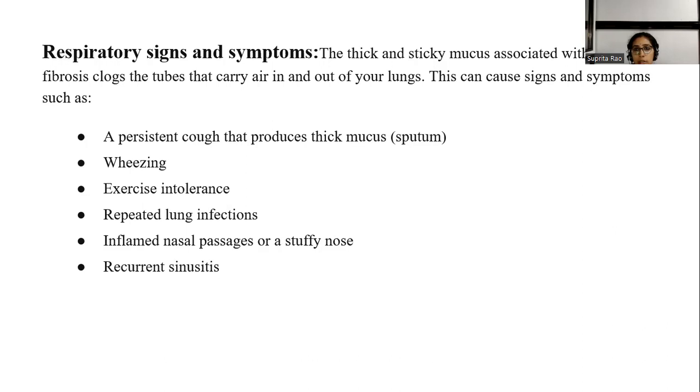And another side effect is the consistency of the mucus being produced wherever mucus is there. So we have two places where we have mucus. One is the respiratory system, the other one is the digestive system. In the respiratory system, whatever mucus is generated is stickier and thicker in consistency, and because of that, the mucus is not able to come out of the lung, so you cannot put it out of your system.